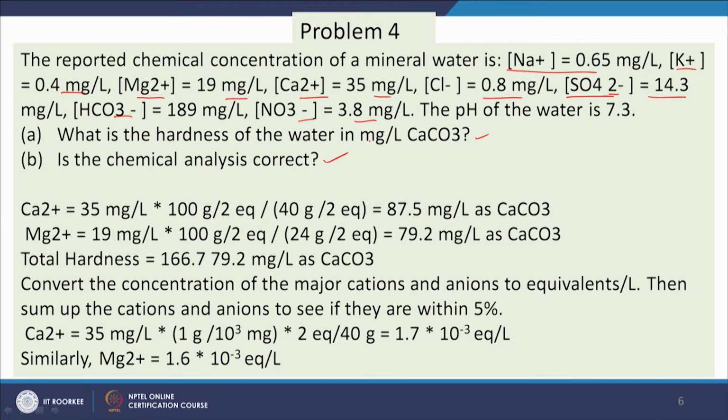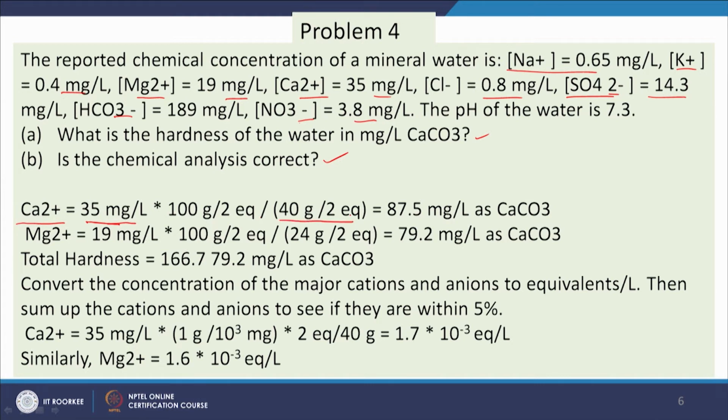Okay. So, what will we do? We will see the error in the ion balance. So, the ion balance error is necessary to be calculated. In this case, calcium 2 plus is equal to 35 mg per liter. We will be converting it into equivalent form. So, at first we take 35 mg per liter, and then we will divide it by the equivalent weight of it.